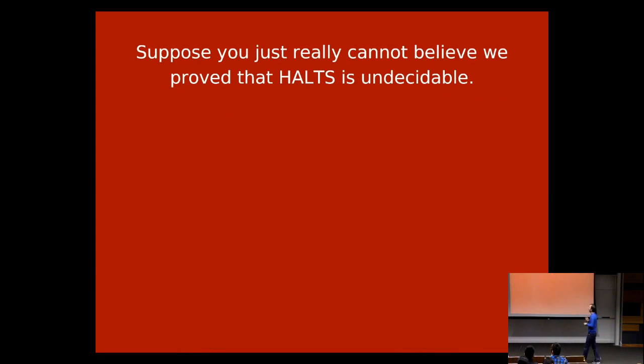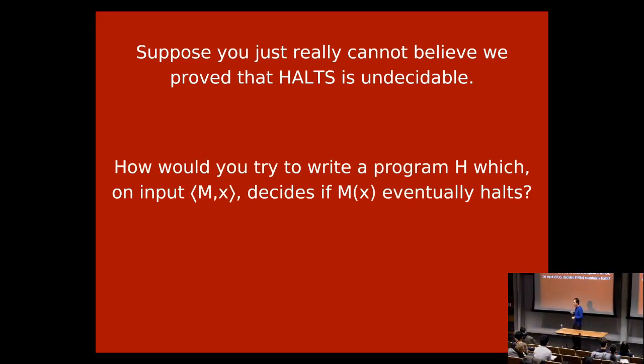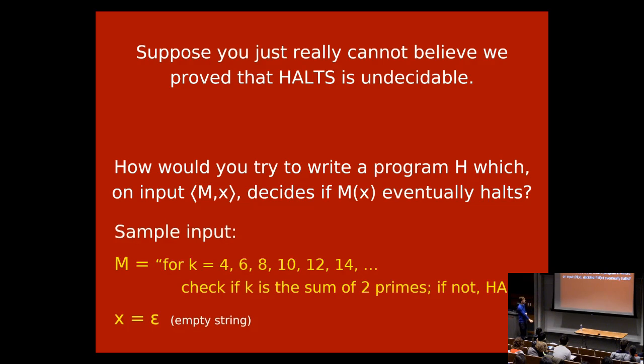OK, so to explain what's going on, imagine you're sitting there and you saw the proof that halts is undecidable, but let's say you really can't believe it. Like you're thinking, there's got to be a way to write some code that can check whether some other piece of code will halt on a given input. Maybe you just can't believe it. So what might you try to do? Say you decide to not give up and try to write a program H, which on input M and X tries to decide if M of X eventually halts. And it's not so easy.